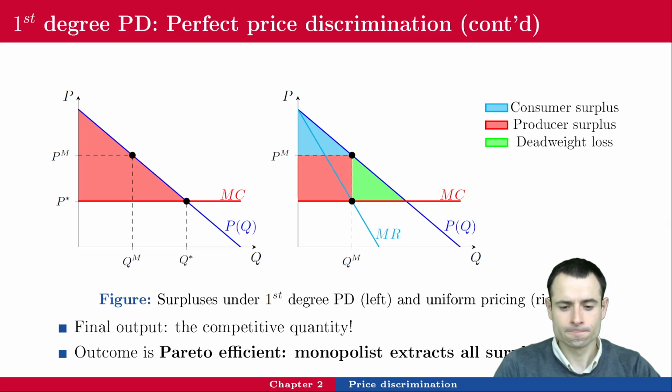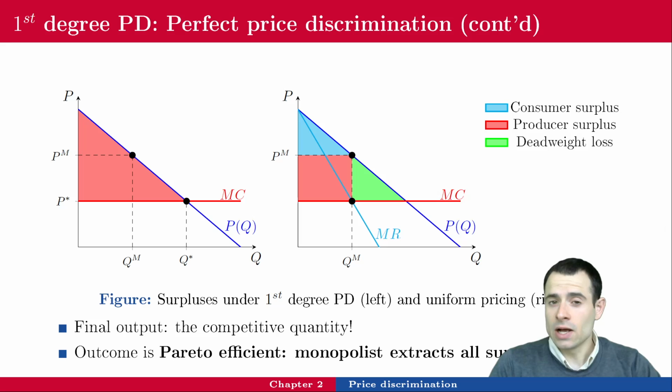Okay. So as I said, this serves as a benchmark. The outcome is Pareto efficient, and now we're going to go through more realistic types of price discrimination that you and I have encountered in real life, and we're going to look at their particular features.